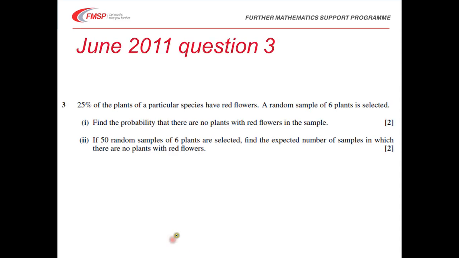Okay, a typical binomial question. We've got a percentage: 25% of the plants of a particular species have red flowers. We've got a random sample of 6 plants, so this is looking very binomial. Find the probability that there are no plants with red flowers, and then we take 50 random samples of 6 plants, so that's random samples of our random samples, and find the expected number in which there are no plants with red flowers.